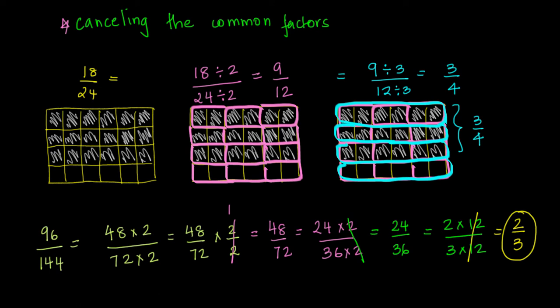So you see there are two ways of cancelling out the common factors. One is where you divide both the numerator and denominator by the common factor. And the second is where you express the numerator as the common factor times a number and the denominator as the common factor times a number, and then you cancel out the common factor. Both ways are essentially the same and both are equally valid. So it's up to you to decide which you find more convenient.